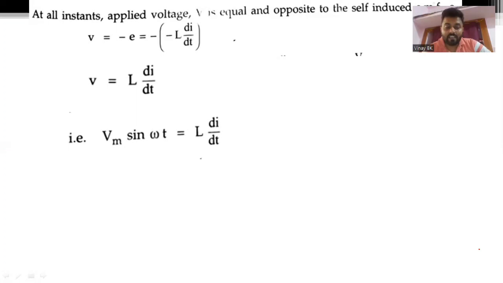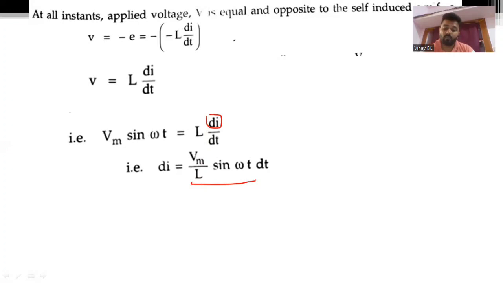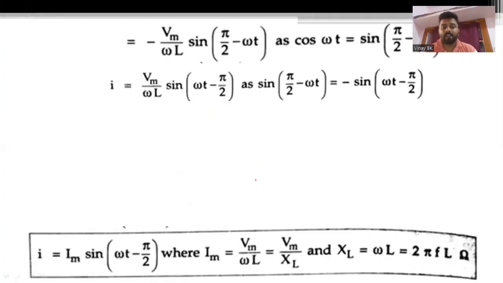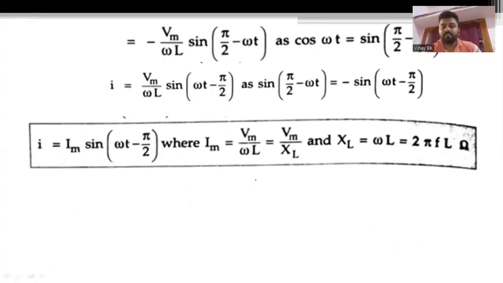Then with the help of this, I will write di equals, since I want di, I send L to the left side. It becomes 1 by L, so di equals Vm by L sin omega t into dt. I want only I, so I will integrate on both sides. Once after simplifying this, you'll get the current, that is Im sin omega t minus pi by 2.